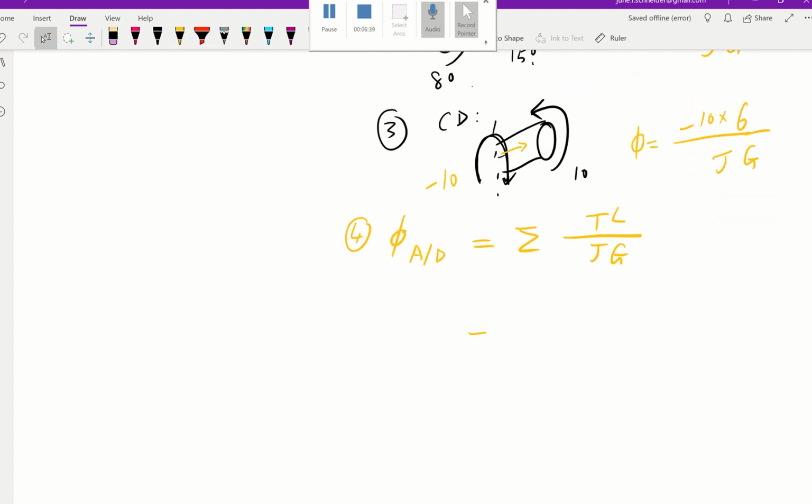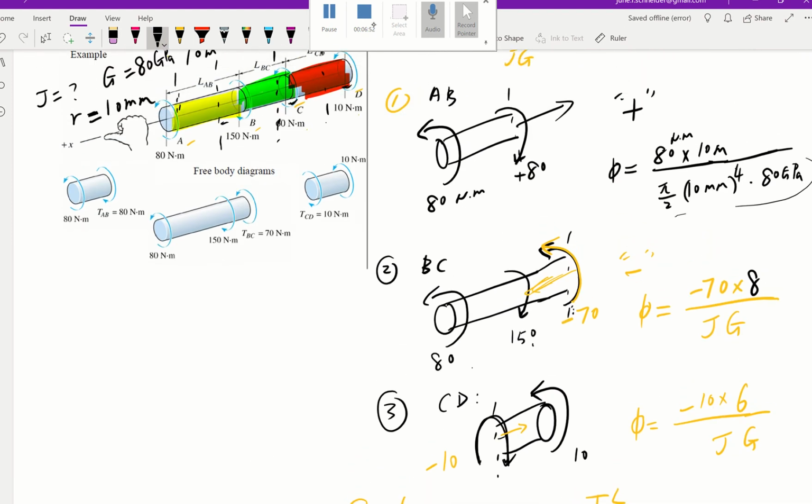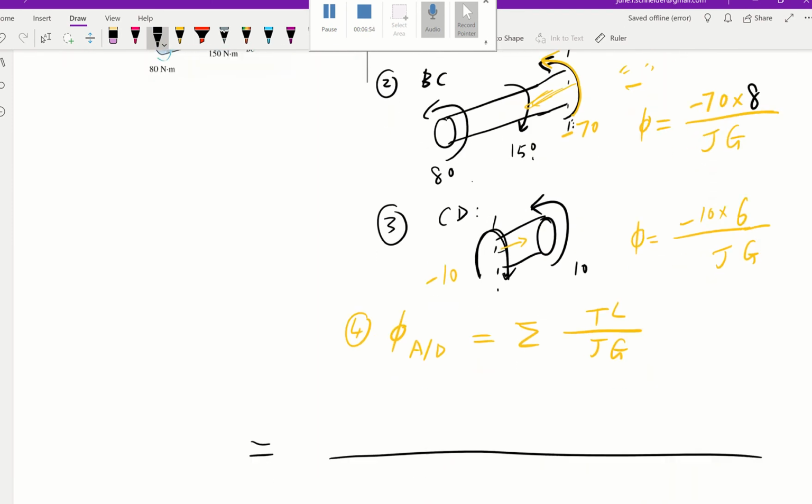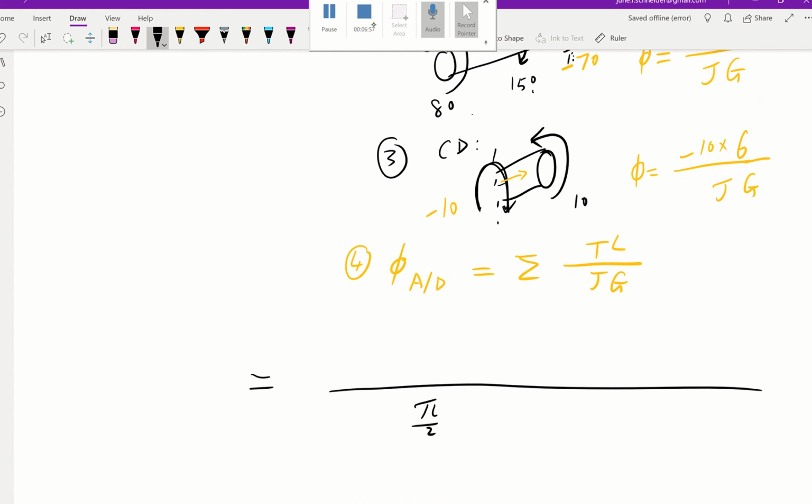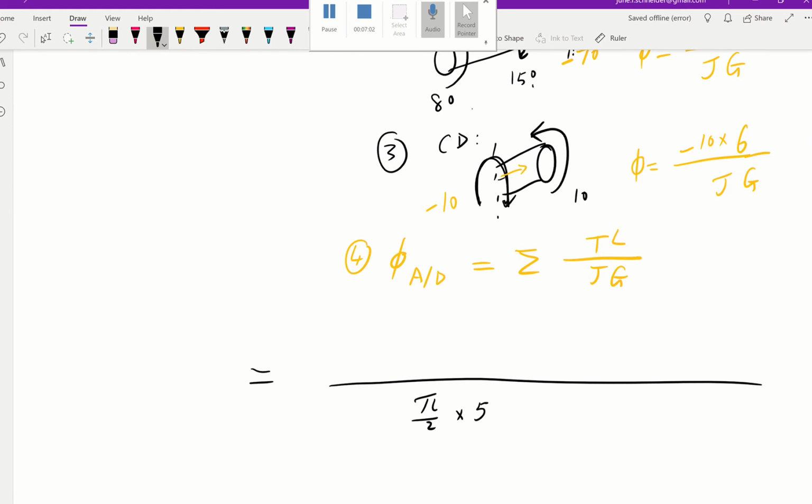And you will realize that your TL, it's the same, and JG is always the same. J is the polar moment of inertia. It's going to be pi over 2 times the radius to the fourth power, and the radius is 10. So it's 10 to the power 4, and that's in millimeter to the fourth. That's our J. And our G, in this problem, is 80 gigapascal.